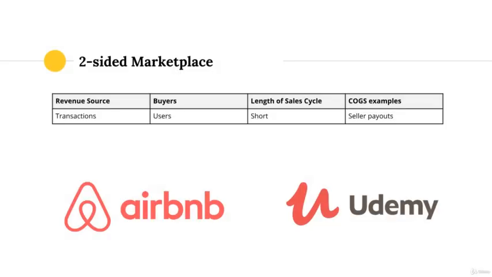Next, we have two-sided marketplace. This has a lot of similarities to e-commerce, except for COGS, we're thinking more about seller payouts. So Airbnb has to pay their hosts, and at Udemy, we have to pay our instructors.